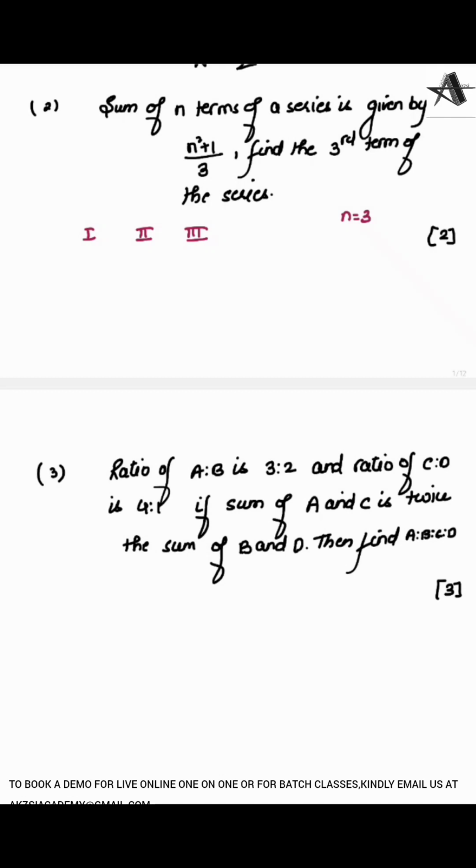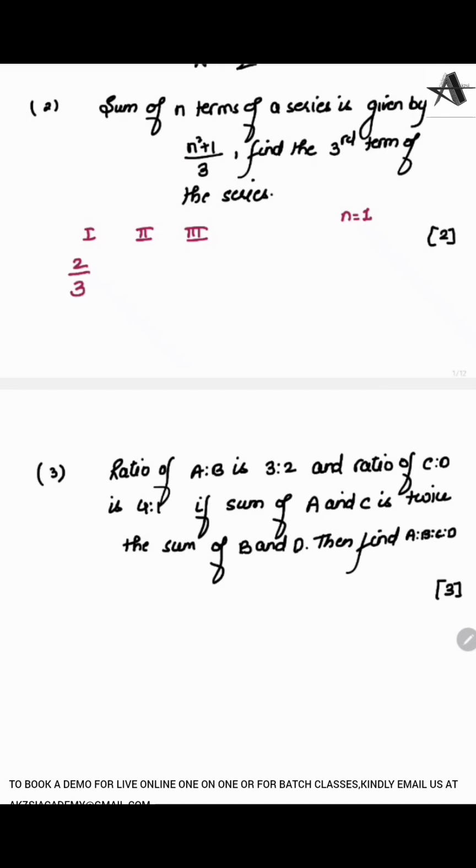If you are putting n is equals to 1, you will get the first term. If you put n is equals to 2, you will get the sum of the first and second term. When you put n is equals to 3, you will get the sum of the first term, second term, and third term. So to get the first term, I need to put n is equals to 1, because the sum of the first term or the first term is the same, obviously. So putting 1, I'll get 1 plus 1 over 3, that is 2 over 3.